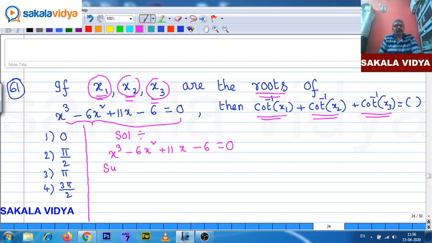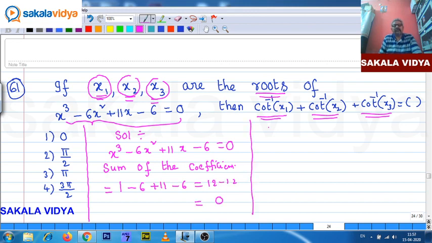Now find out the sum of the coefficients. Sum of the coefficients is equal to 1 minus 6 plus 11 minus 6. That is 12 minus 12, 0. Since the sum of the coefficients is equal to 0, x is equal to 1 is one of the roots. Say x1 is equal to 1. Now you need to find out x2, x3.